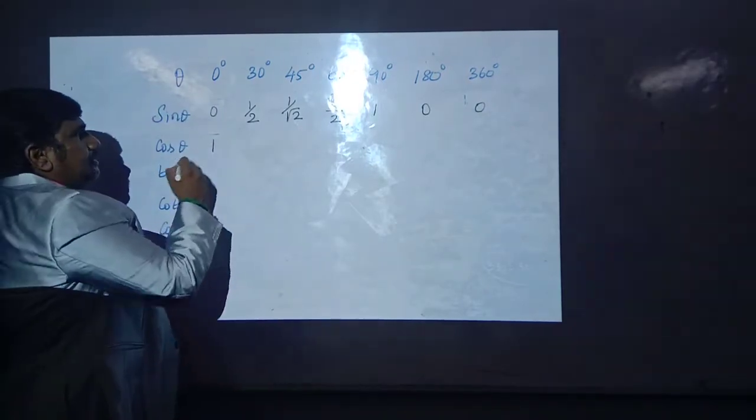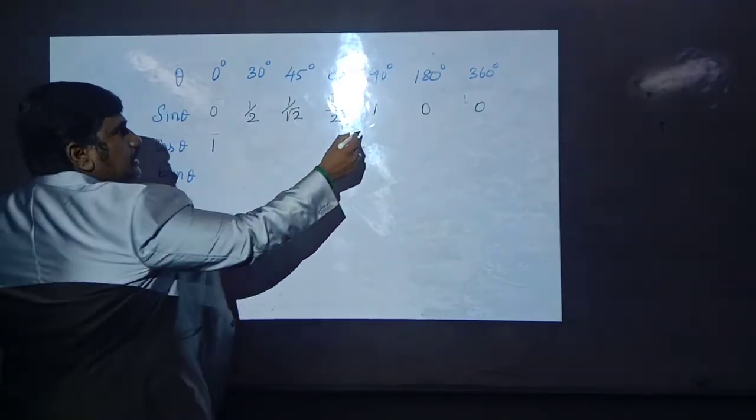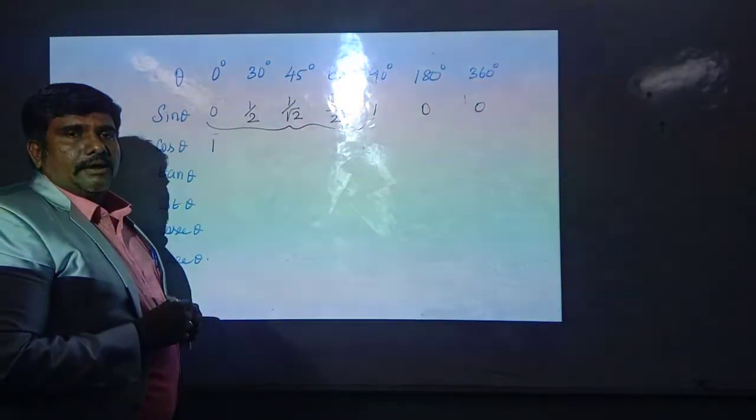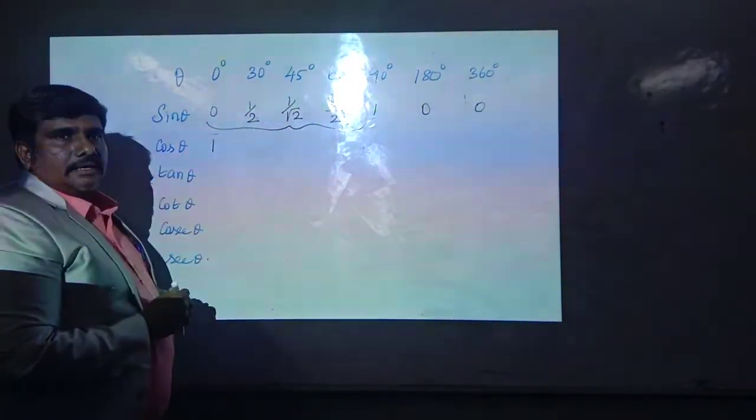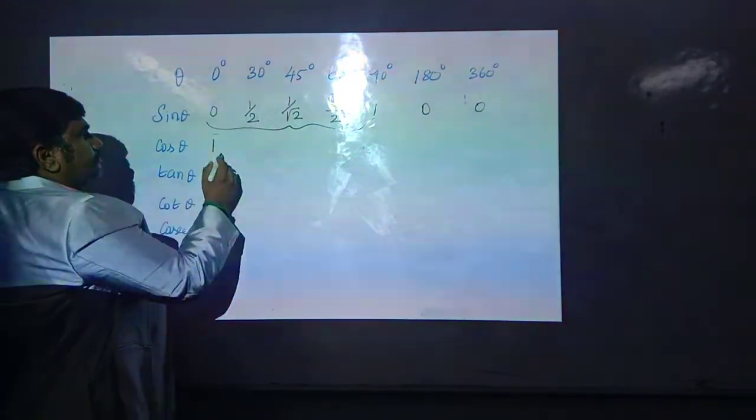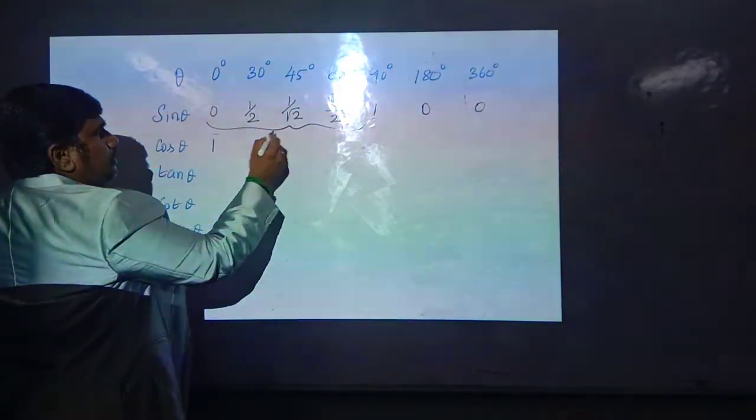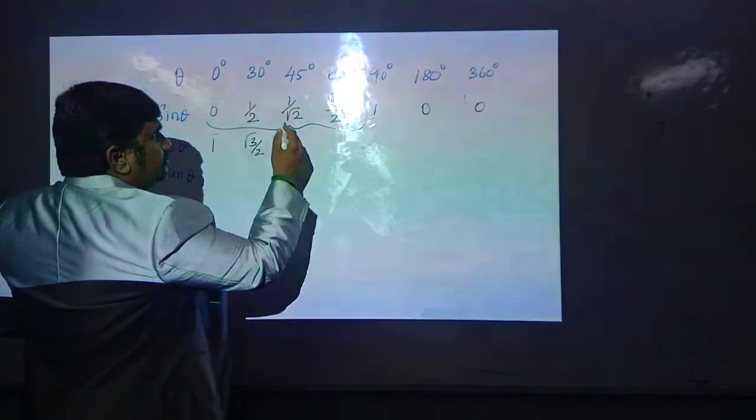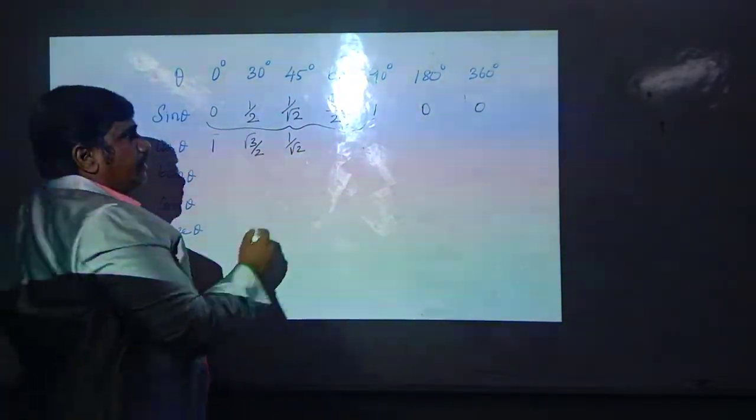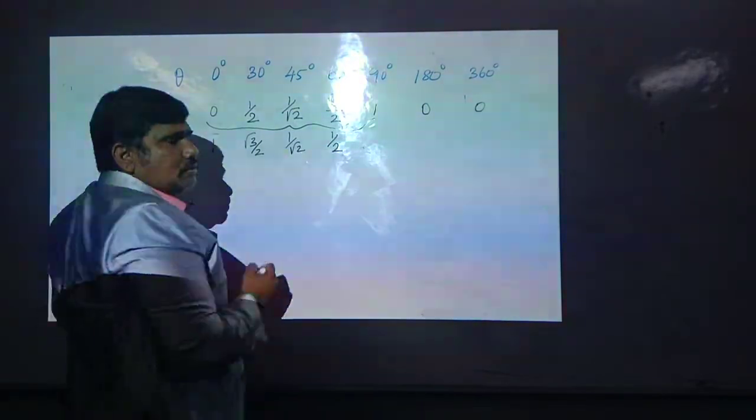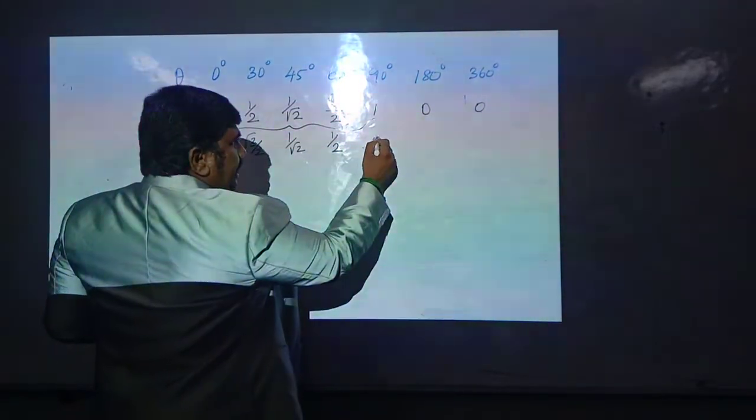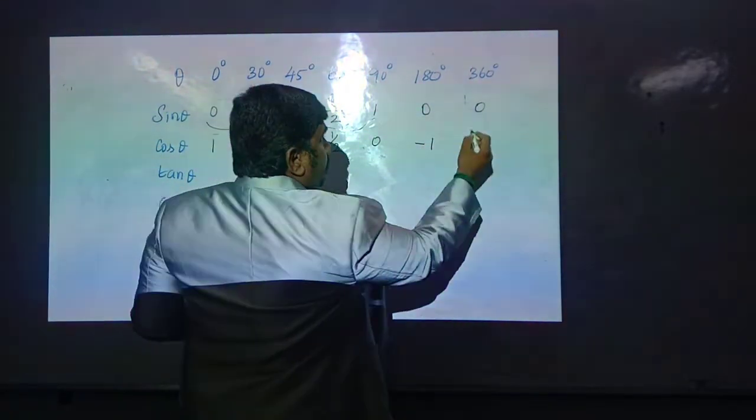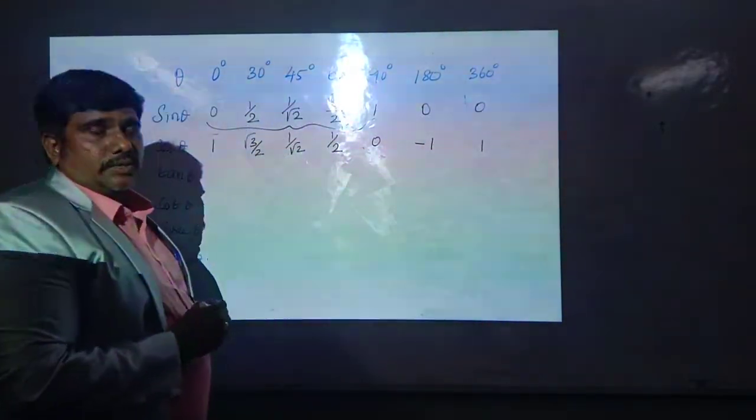Then cos. You can just reverse the order of the sine values from 90 to 0 degree, and you can obtain cos theta. So here cos 0 is 1 and cos 30 is root 3 by 2. Again cos 45 takes the same value as sine 45, and cos 60 is 1 by 2, cos 90 is 0, and cos 180 is minus 1, and cos 360 again becomes plus 1.